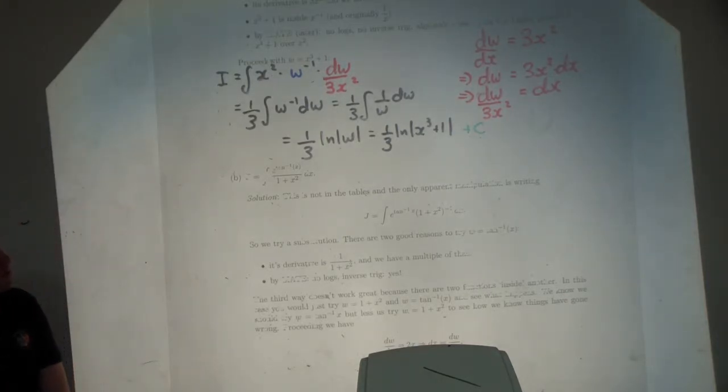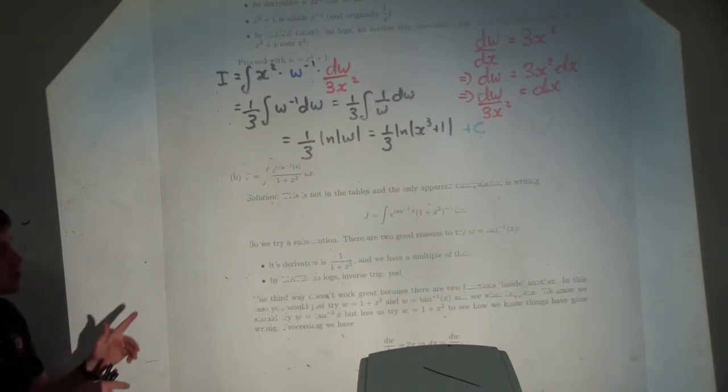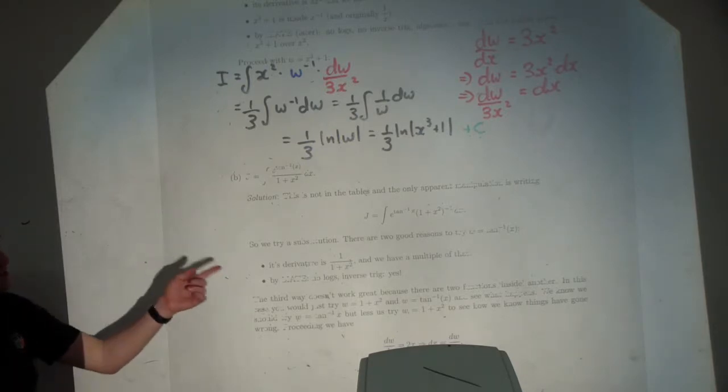Now this one in terms of picking the w is very difficult. I'll be completely honest with you. What would happen here for most people is they could try the 1 plus x squared and it just won't work. And so they go back and try the inverse tan of x.